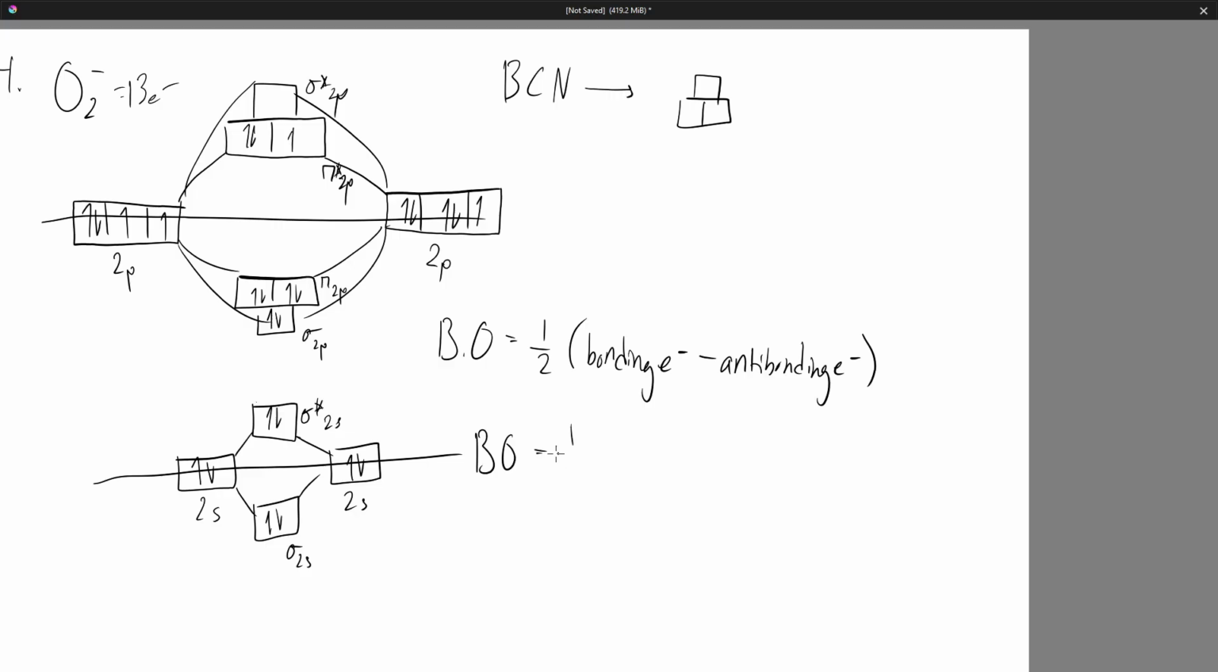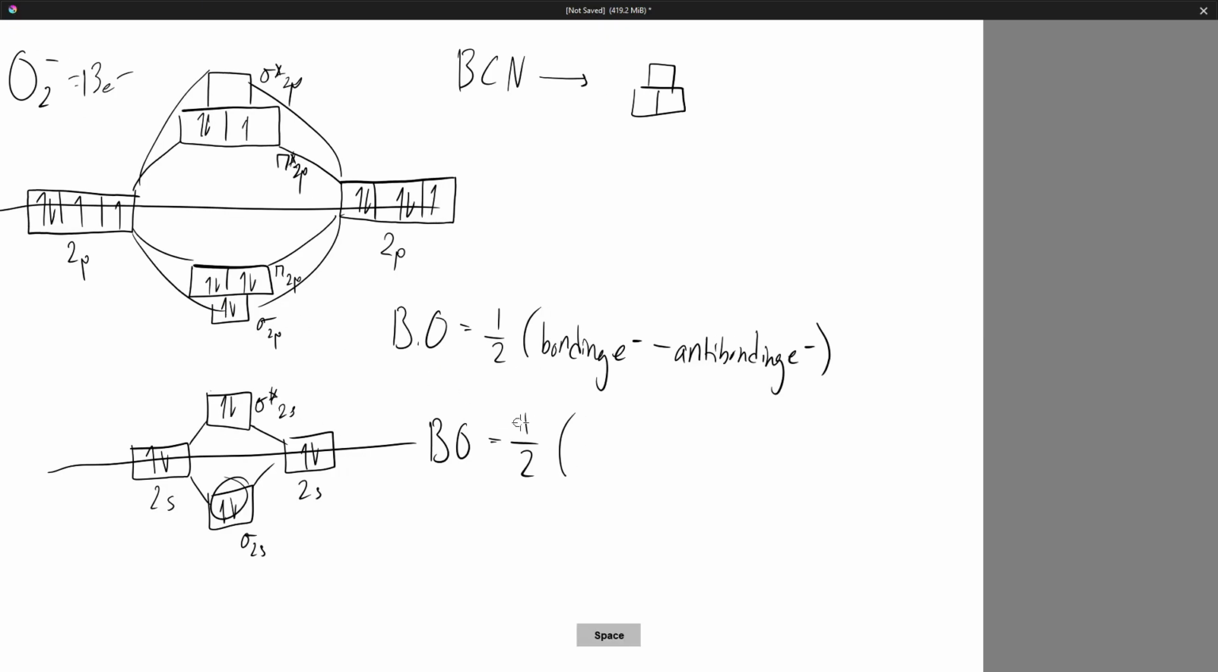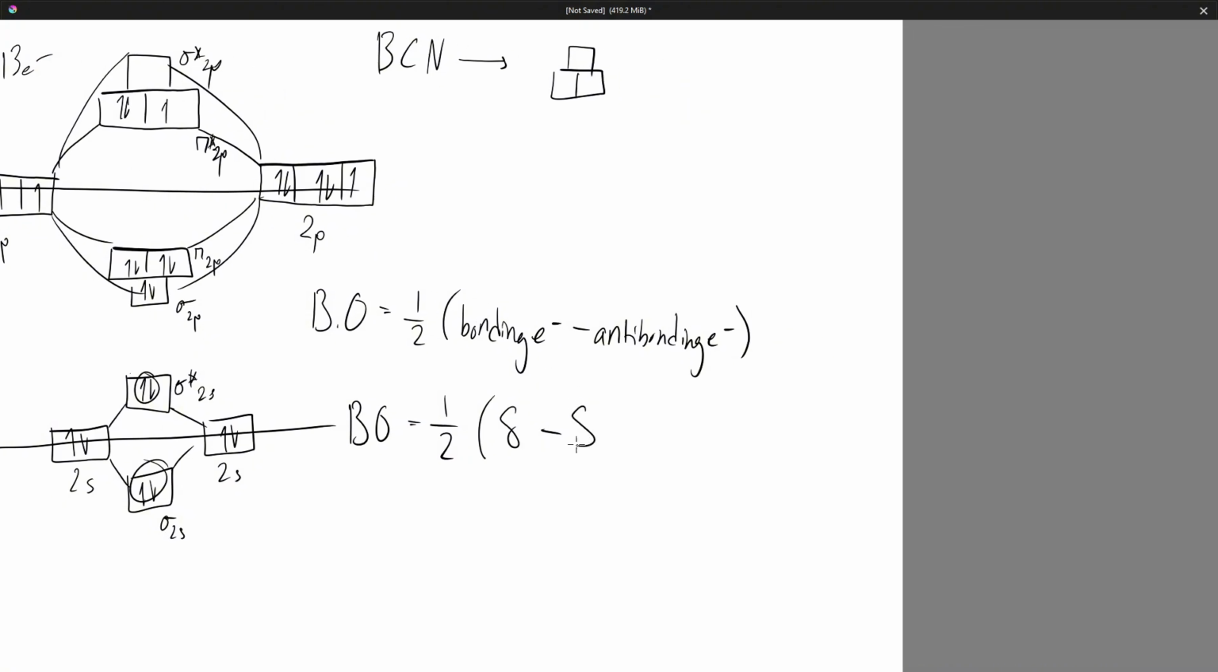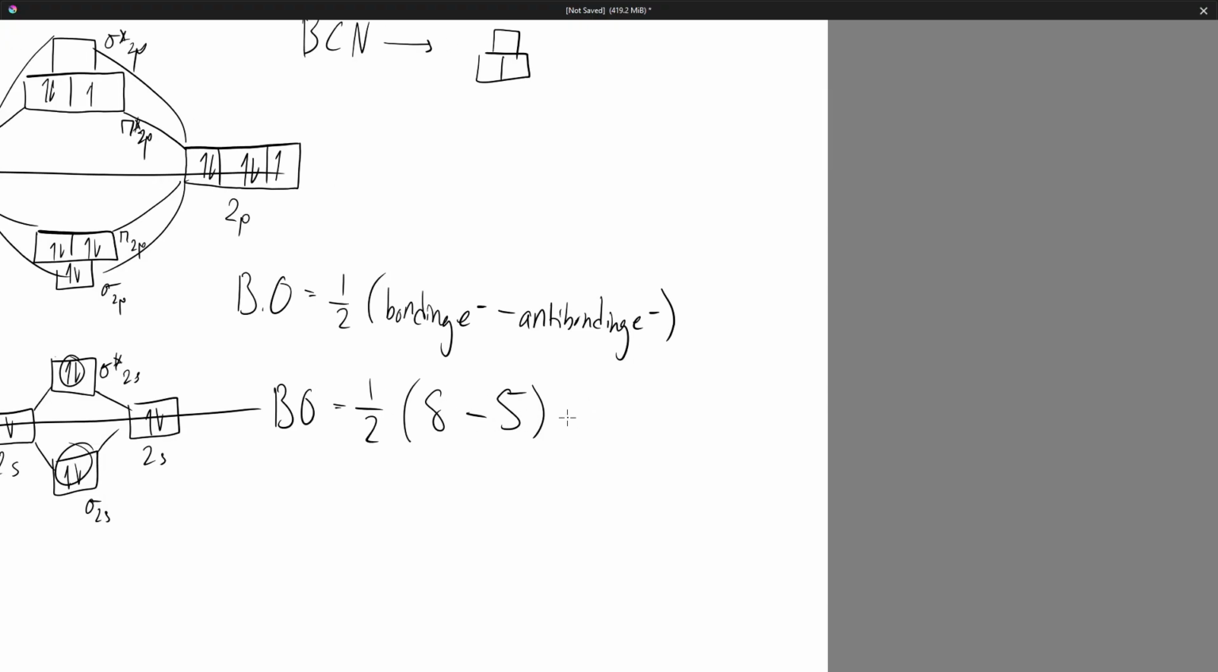So bond order is 1/2 of the bonding electrons, which is 2, 4, 6, 8, minus the anti-bonding electrons, 2, 4, 5, so minus 5. So 8 minus 5 is 3. 1/2 of 3 is 1.5.